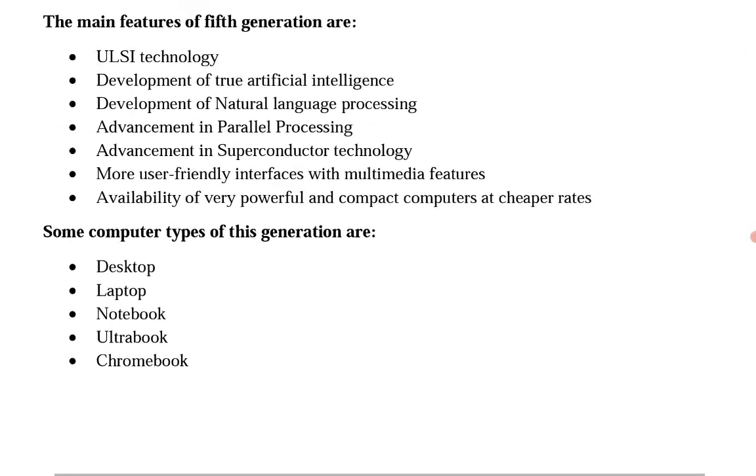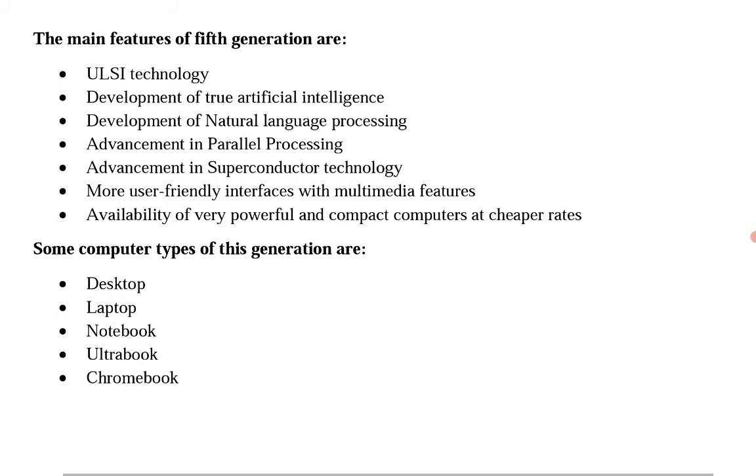So what are the main features of fifth generation computers? VLSI technologies are used, artificial intelligence technologies are introduced, neural networks are used, parallel processing is used, superconductor technologies are used, and multimedia features are also available. Very powerful, compact computers at cheaper rates. Examples are desktops, laptops, notepads, ultrabooks, Chromebooks like that.